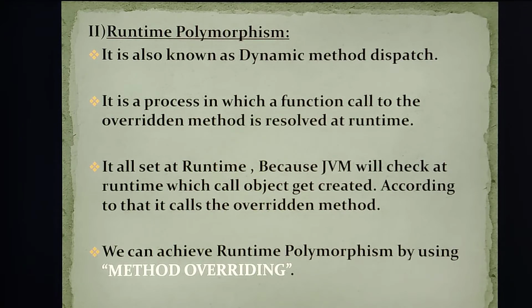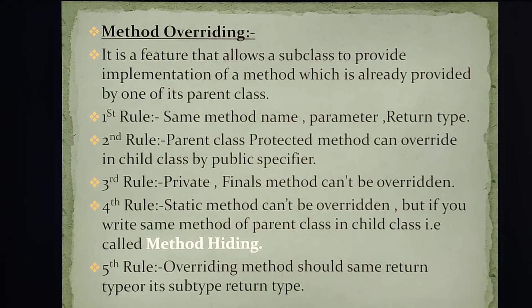It is all said to be at runtime because the JVM will check at runtime which class object got created, and according to that, it calls the overridden method. As we are achieving runtime polymorphism by using method overriding, we will see what method overriding is in the next slide. We have some rules in method overriding and we will see them in the IDE also. In Eclipse we will see the code also. Okay, don't be worried.